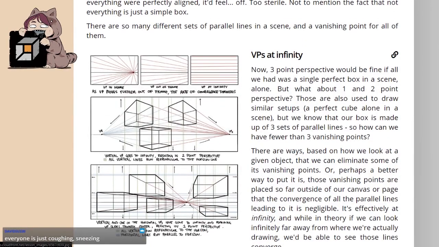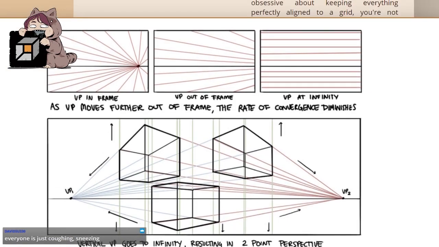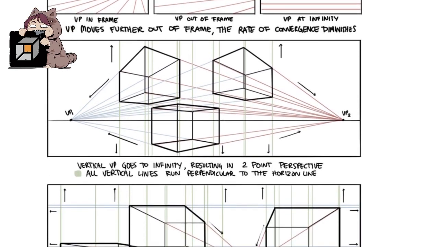Okay, now we gotta go look at this picture. So, we have in this first box in the upper left, the vanishing point is in frame, and then as we progress to the right, the vanishing point leaves the frame. So as the vanishing point moves further out of the frame, the rate of convergence diminishes.